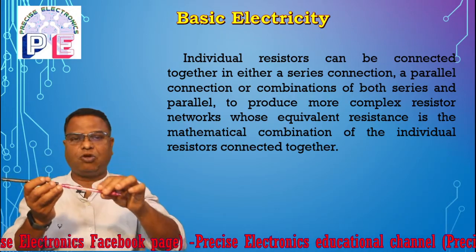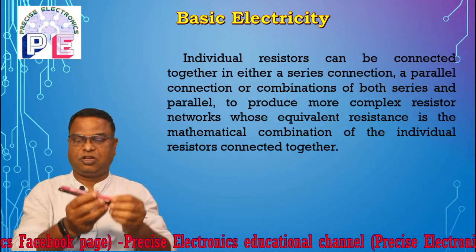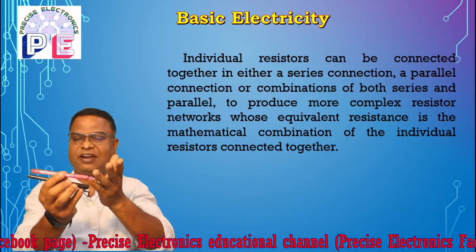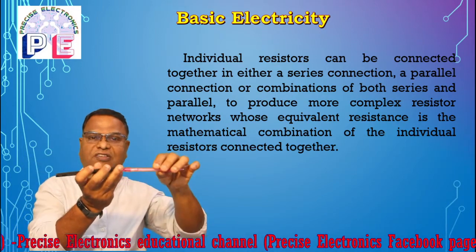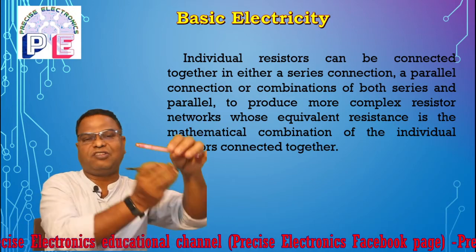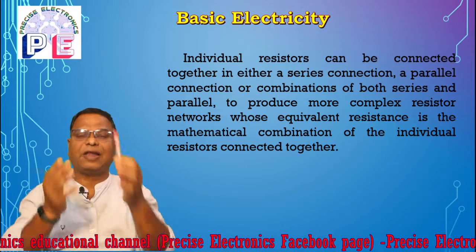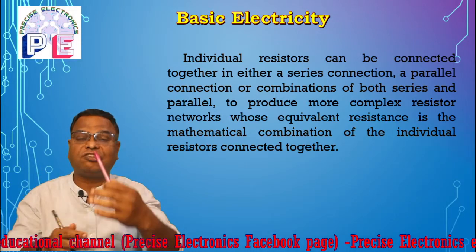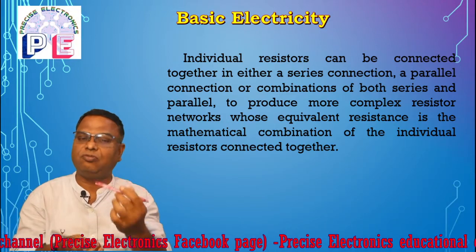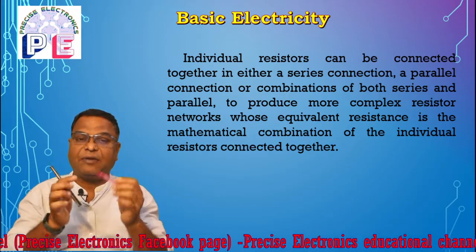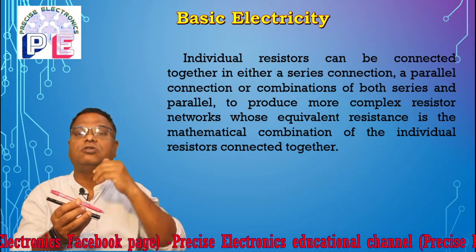This series and parallel combination produce a complex network. The resistors are connected in series or in parallel combination. This is the parallel combination. One more resistor connected in series combination, one more in parallel combination, etc. So when these resistors are connected in series and parallel combination, a complex resistor network or complex resistor circuit is produced.